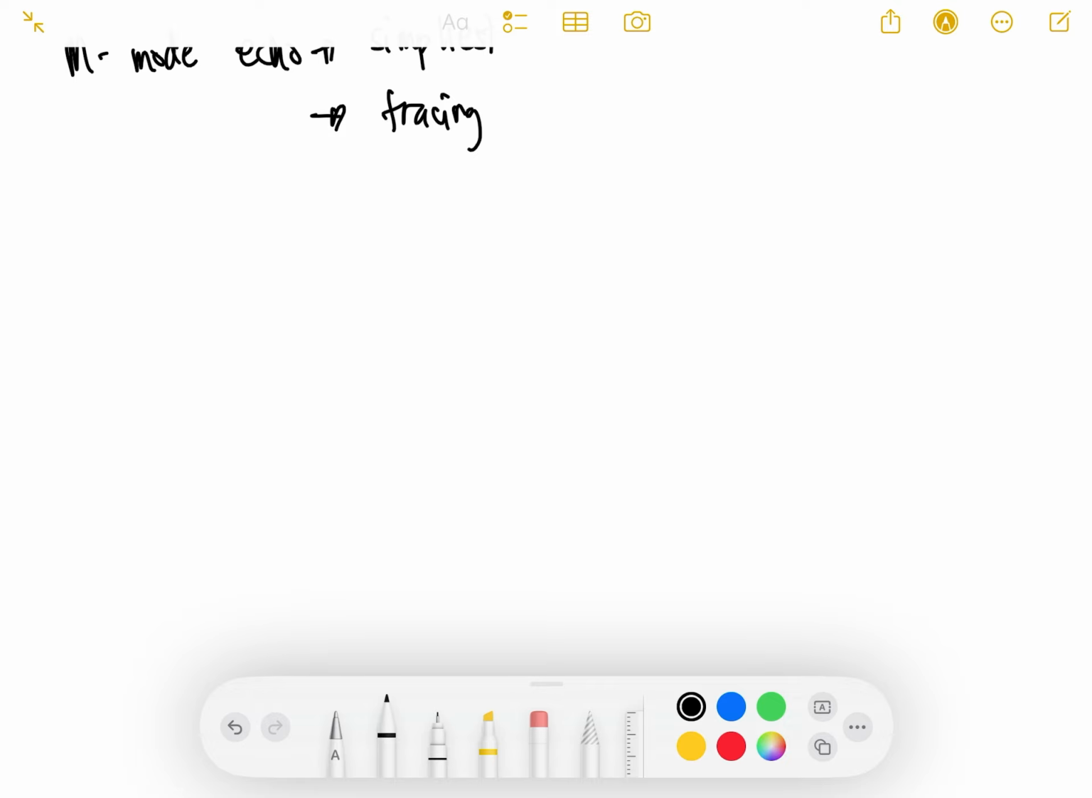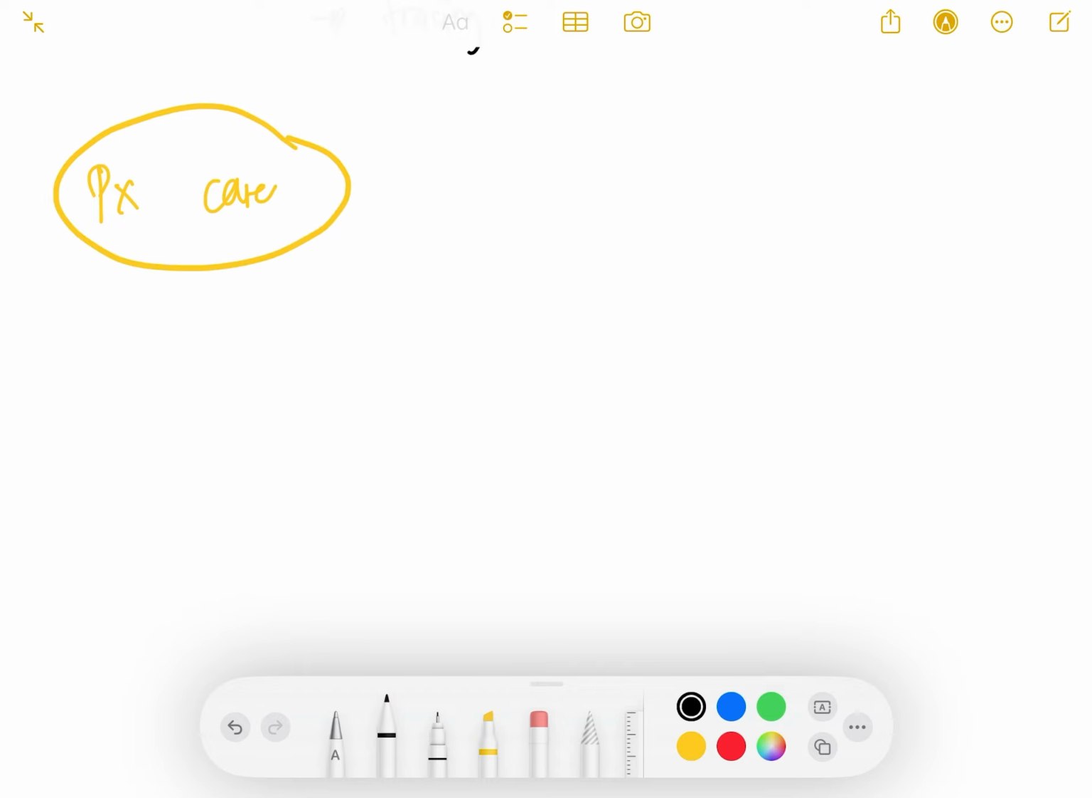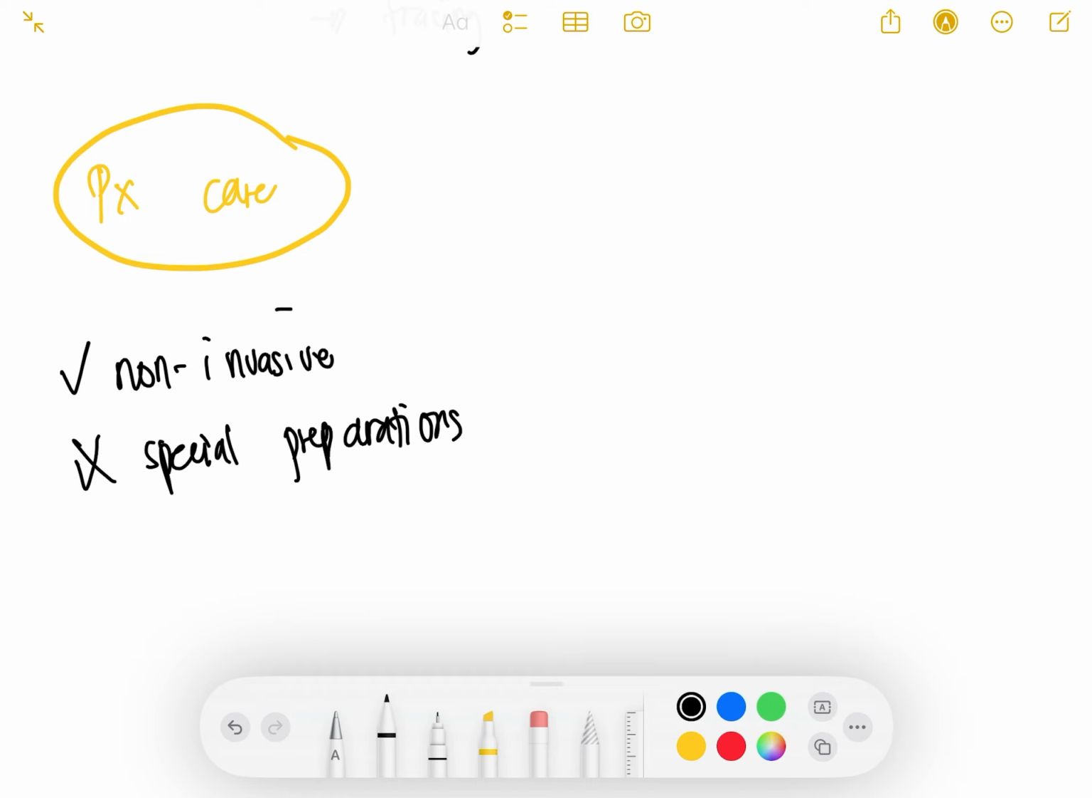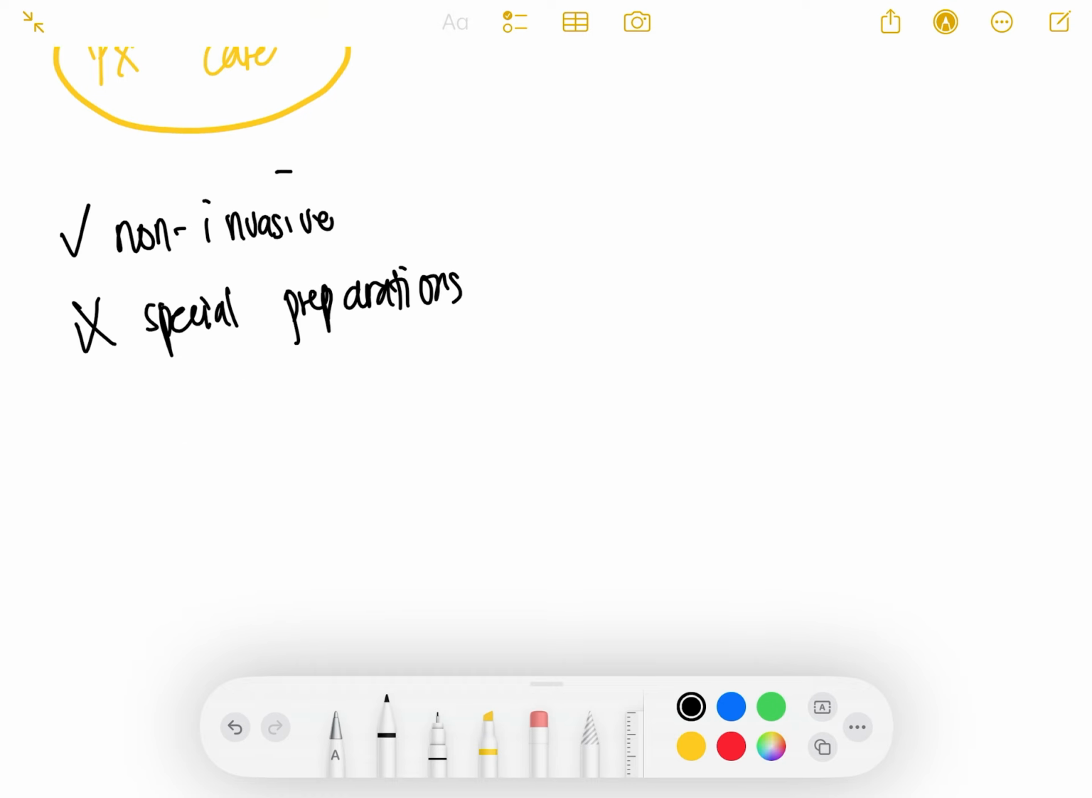Now, ano ang ating patient preparation or patient care when it comes to 2D echo? So, when it comes to 2D echo kasi, this is non-invasive. When you say non-invasive, this does not require entry sa loob ng katawan ng patient. So, usually, there are not a lot of special preparations. Ano ba yung ibig sabihin ng special preparations? Like, kailangan ba nila ng special diets? Kailangan ba nilang mag-switch into liquid? Kailangan bang NPO sila? Ito yung mga special preparations natin.